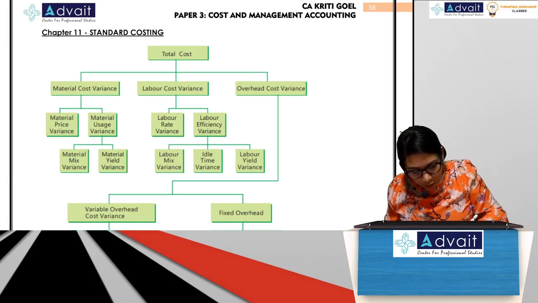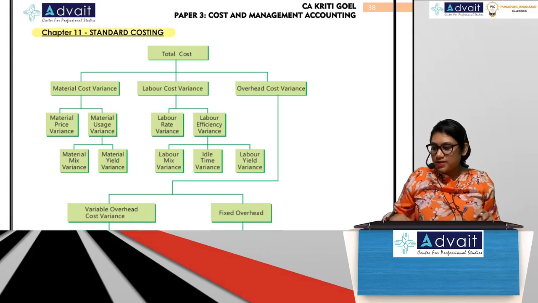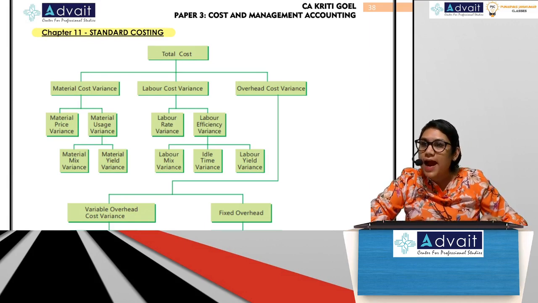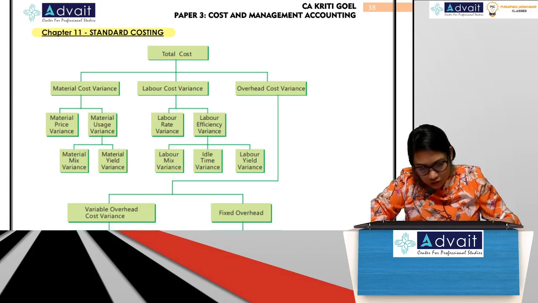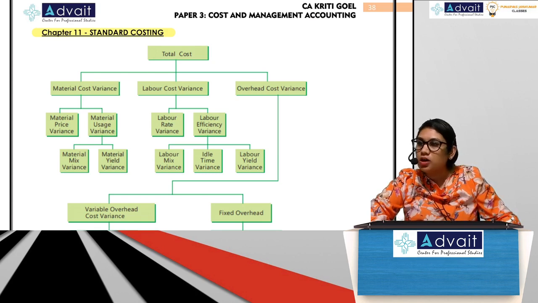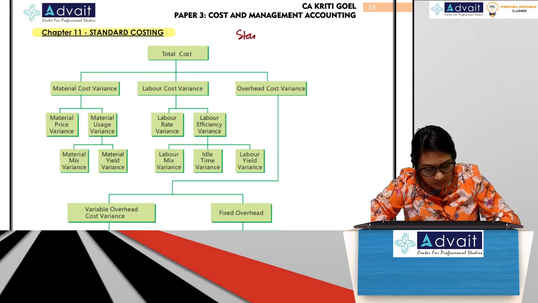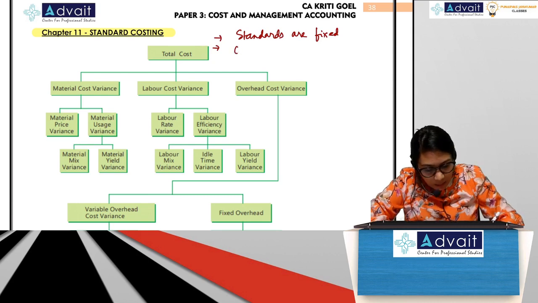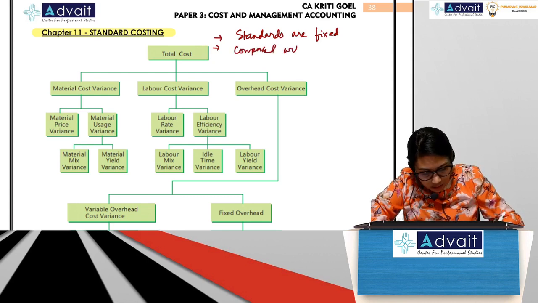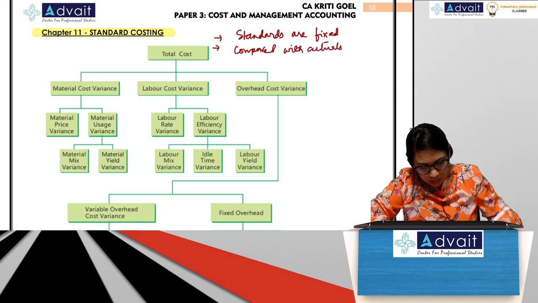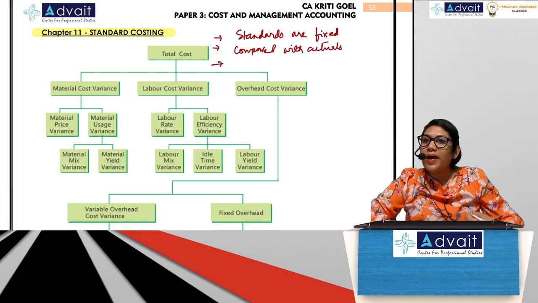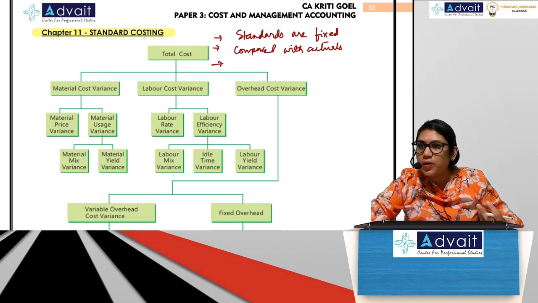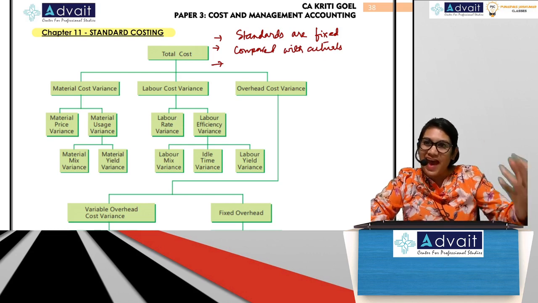Okay, so let's move on to the next chapter, which is standard costing. So guys, in this chapter, standard costing, standards are fixed by the organization. Those standards are then compared with actuals. And once we compare the standards with actuals, we figure out that there are some differences between the standards that were fixed and the actuals.